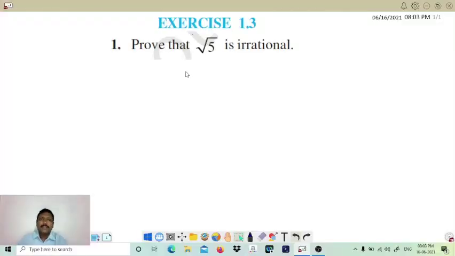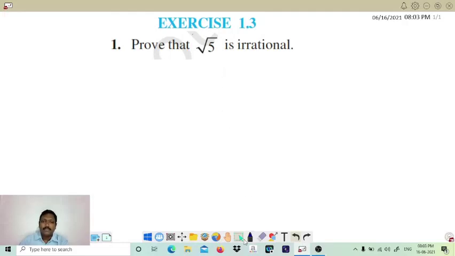Today I'm going to discuss exercise 1.3 of the chapter Real Numbers. Okay, so let me discuss. Exercise 1.3, question number 1: prove that root 5 is irrational.